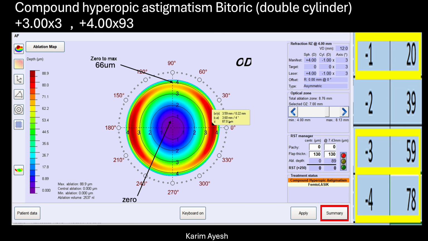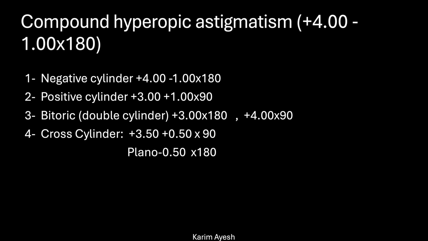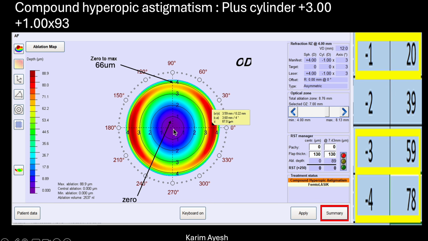Assuming this refraction is corrected as a minus cylinder, it will never happen. Why? Because there is 0 ablation in the central ablation. For a cross cylinder, it may correct it as a cross cylinder. Cross cylinder is minus half, as we said before. Here is a cross cylinder, here minus half. Minus half is corrected in the center area, but here the center area is 0. So according to this planning software, compound hyperopic astigmatism on our machine is corrected as plus cylinder or bitoric cylinder.